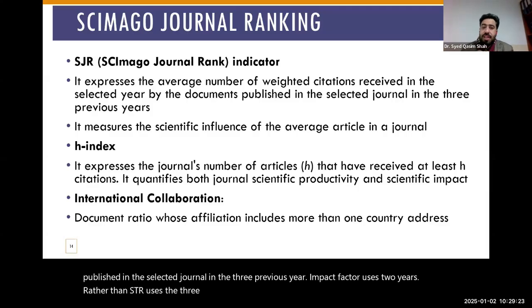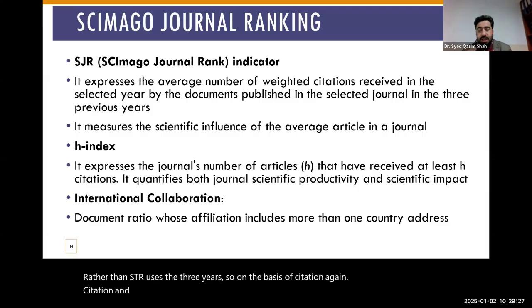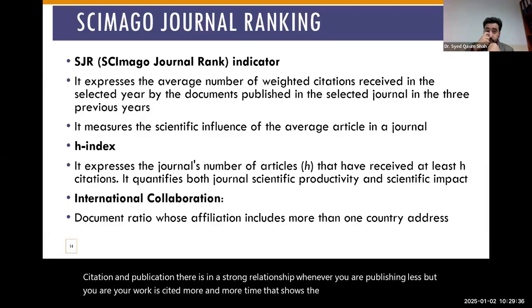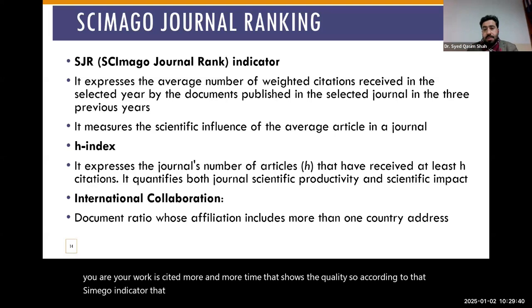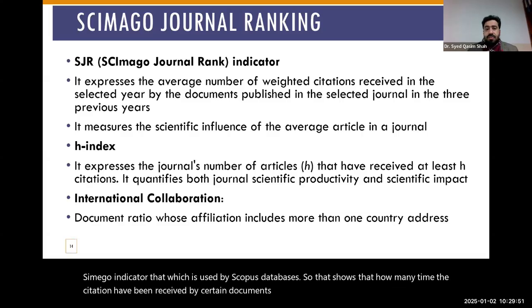So on the basis of citation and publication, there is a strong relationship. Whenever you are publishing less, but your work is cited more and more, that shows the quality. According to that SJR indicator, which is used by the Scopus database, that shows how many times the citations have been received by certain documents in terms of the last previous 3 years.